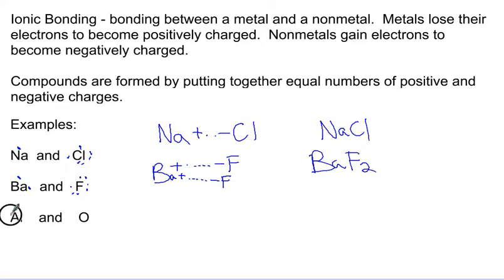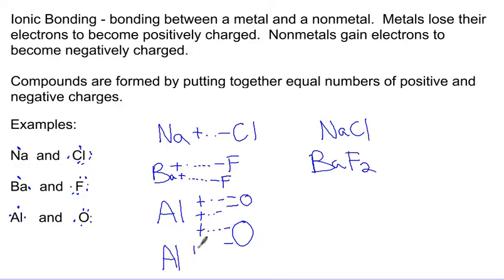For aluminum and oxygen, aluminum has 3 valence electrons and oxygen has 6. So aluminum would make a 3 plus and oxygen makes a 2 minus. So 1 plus, 1 minus, 1 plus, 1 minus. I have an extra plus from the aluminum. So 1 plus, 1 minus. I have an extra minus now from the oxygen. So I need to pull in another aluminum. 1 plus, 1 minus. And now finally I have that. So I ended up with 2 aluminums and 3 oxygens.